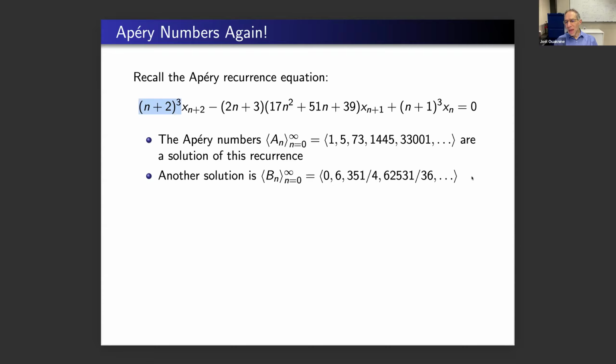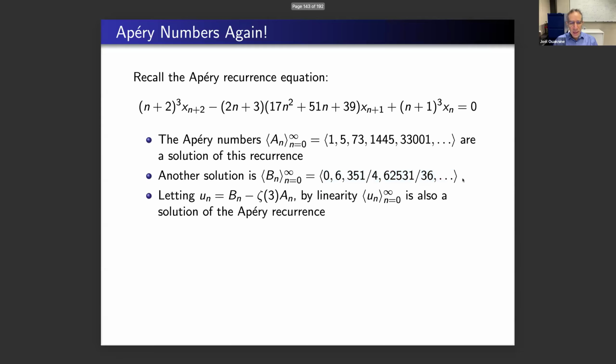So the B_n here begin with 0 and 6, as opposed to 1 and 5. If you begin with 1 and 5, you get the a priori numbers, and miraculously, they're always integers. If you begin with 0, 6, you get a bunch of rational numbers, okay? And now let us take a linear combination of these two.